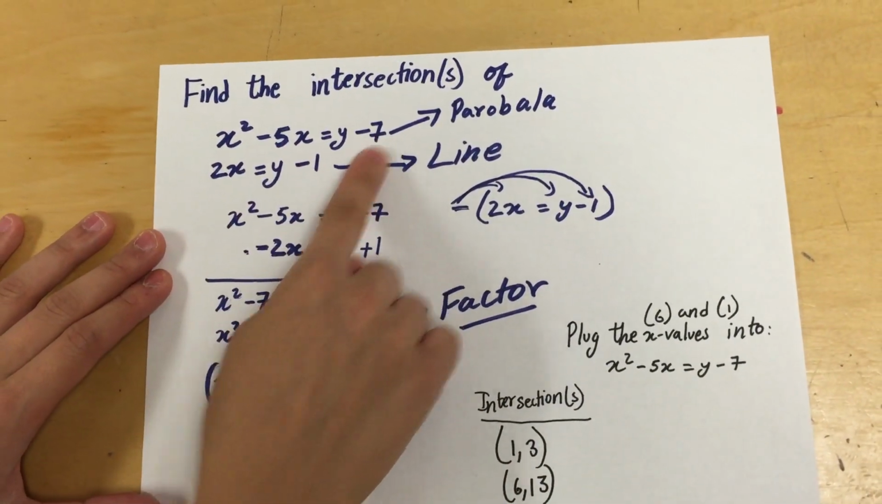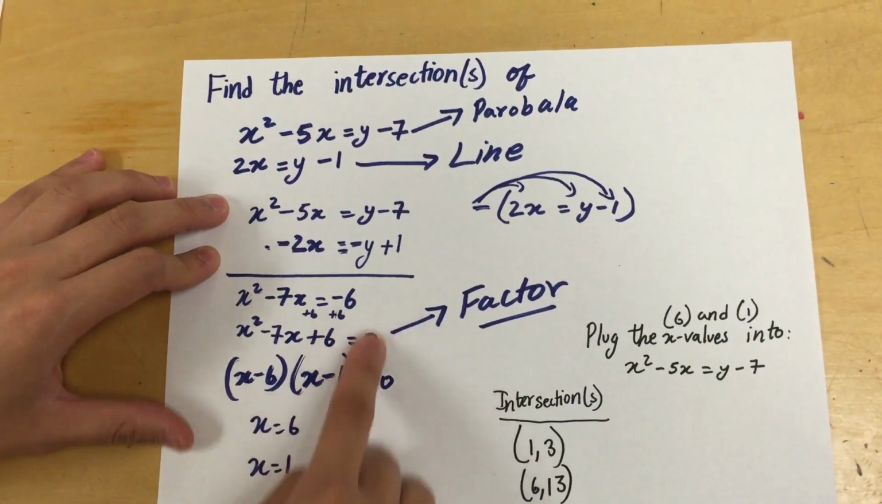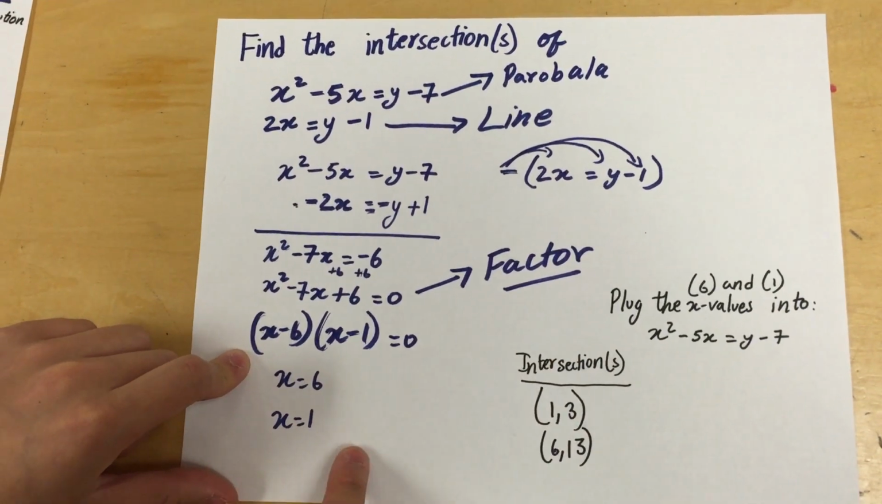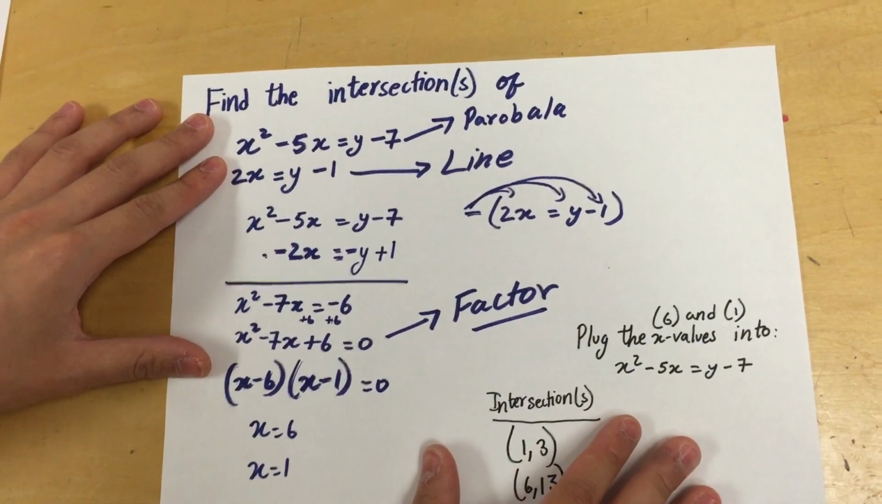Here's the equation for the parabola, and here's the equation for the line. We subtract the line and the parabola to get one equation. From here, we would factor the equation to get the answers. These intersections can be plugged back into the original equation to test if they work.